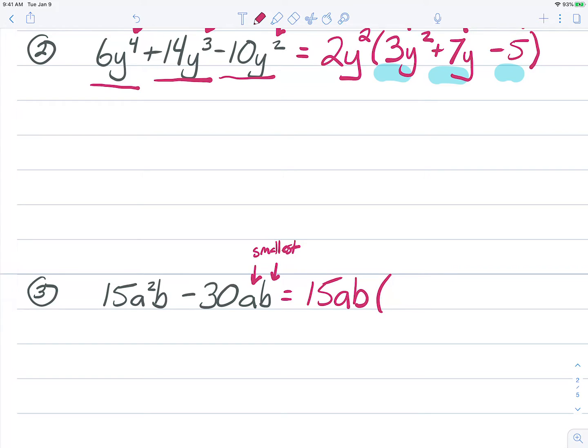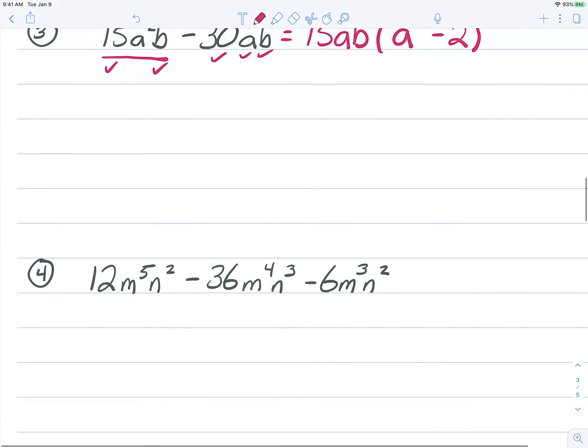So let's figure out what we multiplied by. 15ab was multiplied by what to get a 15a squared? Well, my 15's already there. A squared came from a times a, and my b's already there. So all I was missing was an a. Then 15ab was multiplied by what to get negative 30? So 15 times negative 2 gets us the negative 30, but there's already an a and a b, so I don't need any other variables. So 15ab was multiplied by a minus 2.